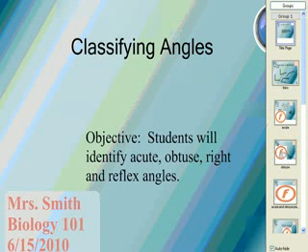My name is Tammy Wiles, and I have a lesson on classifying angles. The objective is the student will identify acute, obtuse, right, and reflex angles. It is geared for a 5th grade class that is just ready for an introduction to angles.